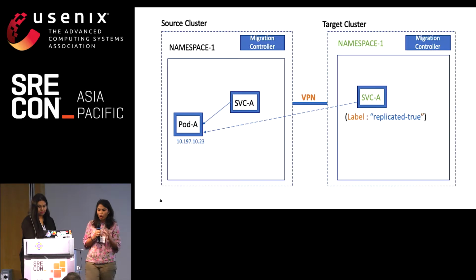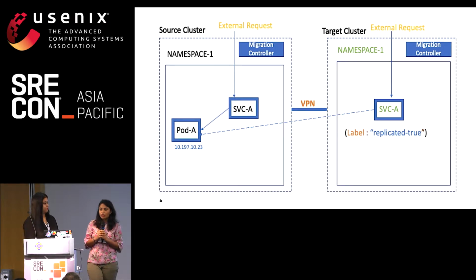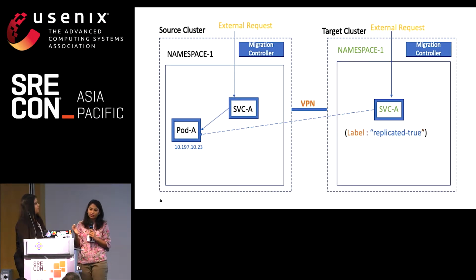Let's say we deploy pod A in the source cluster and we expose it with service A. The migration controller again replicates this service to the target cluster, and both the services will actually be pointing to pod A in the source cluster. So any external request will be served by pod A from either of the clusters.